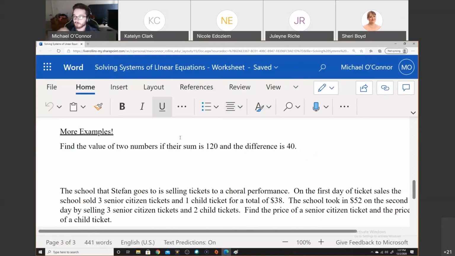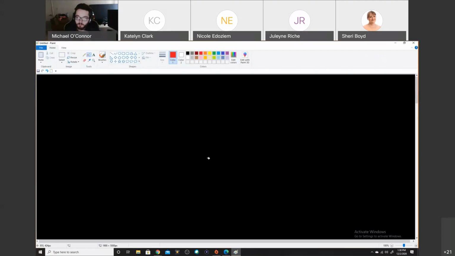So I might just go through and do the first one here, just to show you guys how to go from the sentences to the system of equations and then solve for it. Here we have: find the value of two numbers if their sum is 120 and the difference is 40. Does anybody know what system of equations I would be looking at? Maybe x plus y equals 120, and x minus y equals 40. Yes, exactly. So I'll go through and solve this.